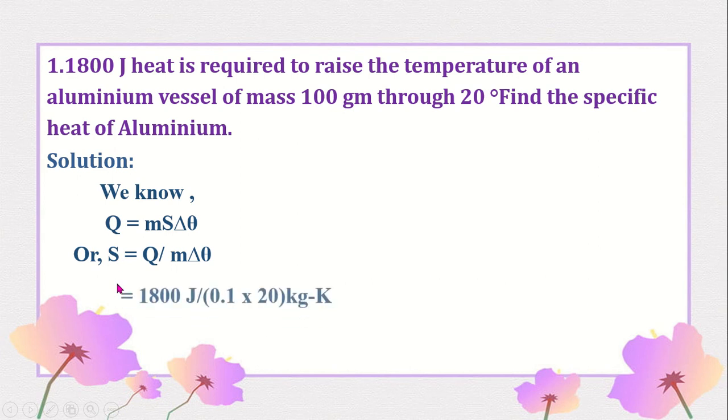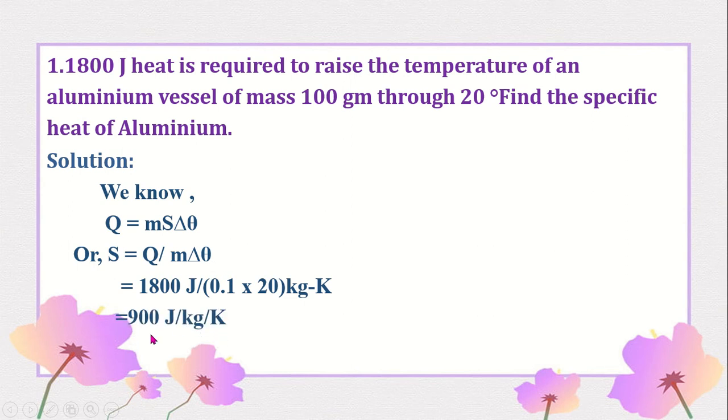Now we will put the values in the equation and we get the value of the specific heat. So here Q equal to 1800 joule, and m equal to 0.1 kg, into change of temperature 20 degrees Celsius, that means 20 Kelvin. So it becomes 900 joule per kg per Kelvin. So I think you understood the math. Now do the next one.